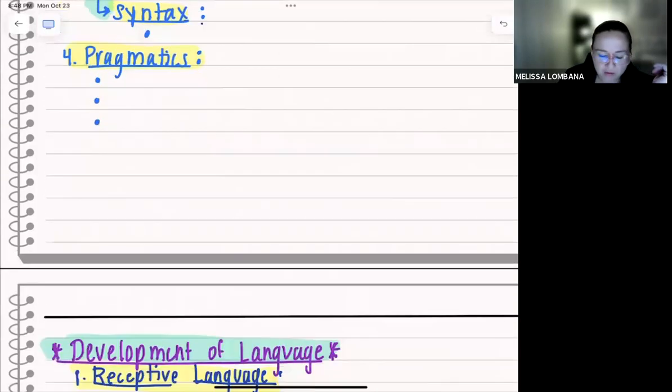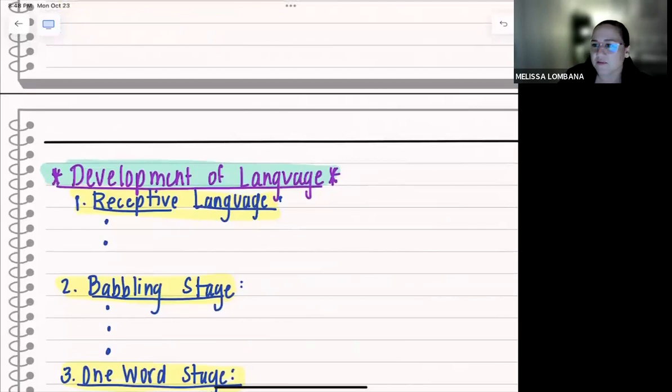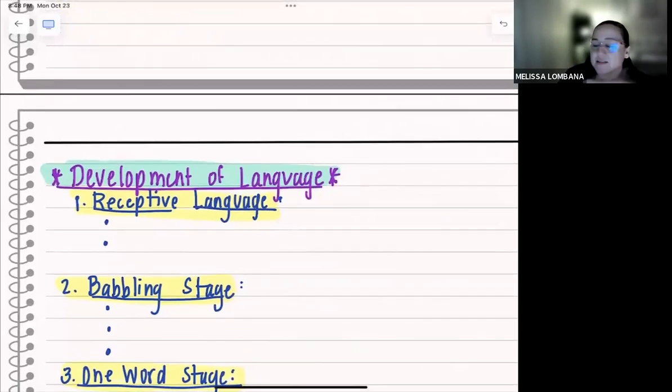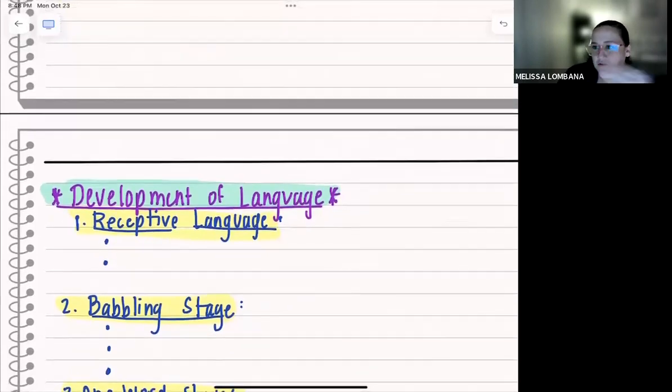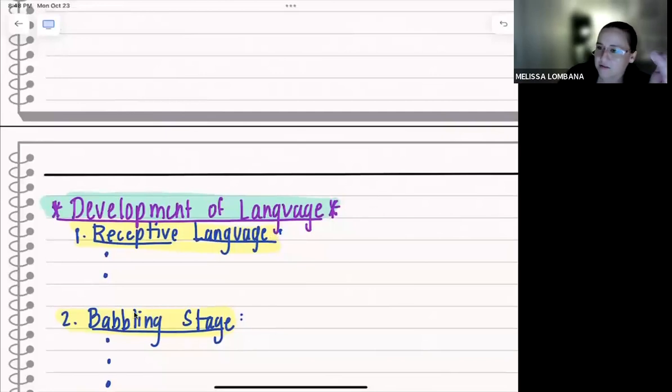All right. So now we're going to go into the development of language. So the way that we develop language, and everybody is pretty much the same when it comes to language. It's just different languages, but the way that we develop is all the same. Okay, so we start off with the first one, which is receptive language. Okay, and this is the next thing I keep on saying after all of these, is basically your bullet format.